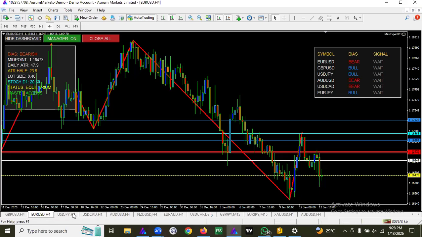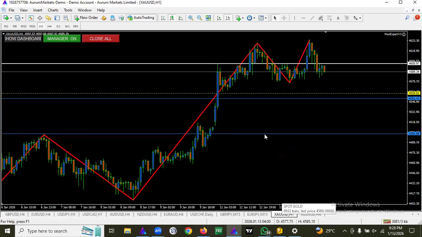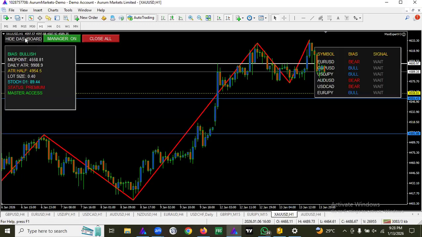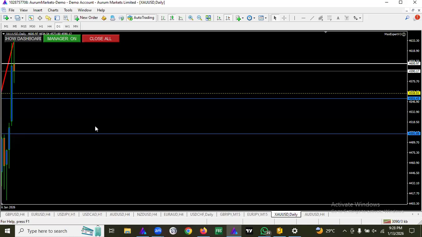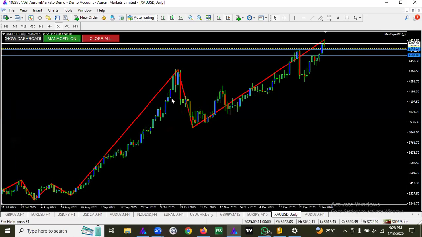Let's move to the next pair. Let's see gold. Gold, bullish. Gold is bullish, but let's start with the daily time frame. So gold is bullish, and today's candle most likely will close as a spinning top and might close below the average price.